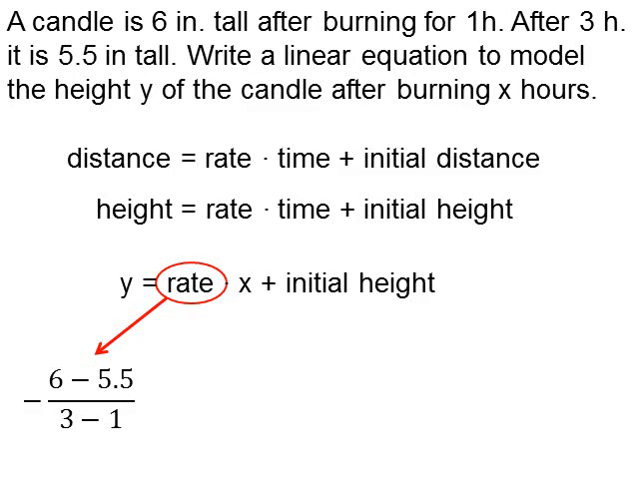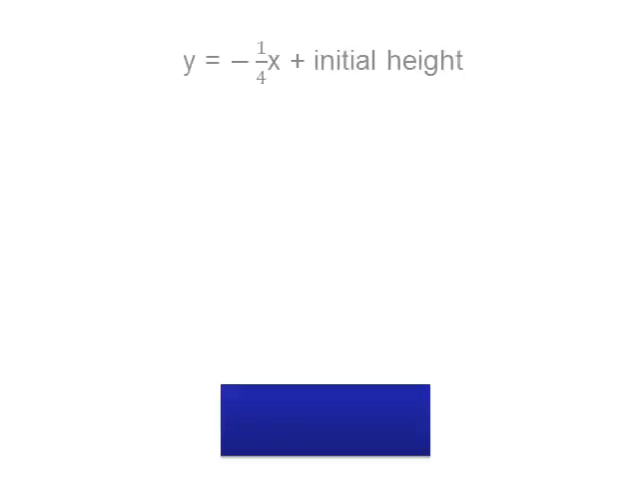So when I do 6 minus 5.5, I get 0.5. I do 3 minus 1, I get 2. So negative 0.5 over 2. When I do 0.5 over 2, I get negative 0.25, which is negative 1/4. So the rate of change for this problem is negative 1/4. So I know that y equals negative 1/4 x plus some initial height. But I also know that the candle is 6 inches tall after 1 hour.